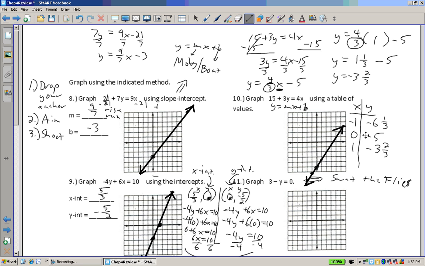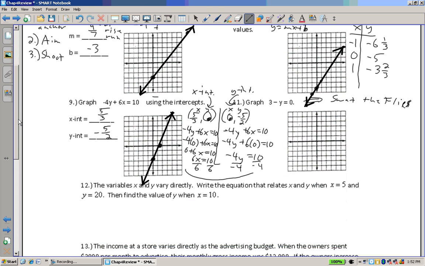And again, if you didn't want to deal with these fractions, all you have to do is pick multiples of this bottom number. So instead of -1, 0, 1, we would use -3, 0, and 3. And that way you would not have to deal with these fractions. You would have integers.